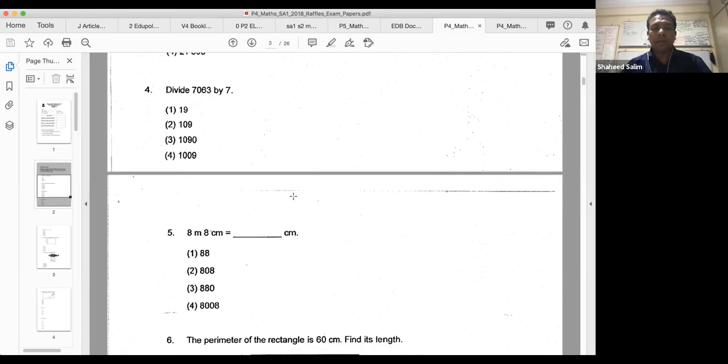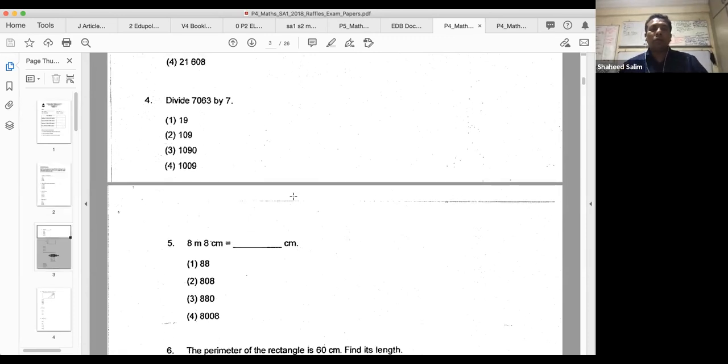Down here, yes. This one. They ask you to divide 7063 by 7. And what is 8 meters? 8 cm. Remember, 1 meter is equal to 100 cm. 100 cm is 1 meter.